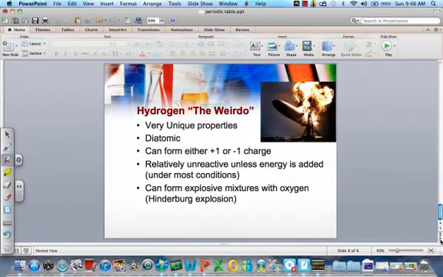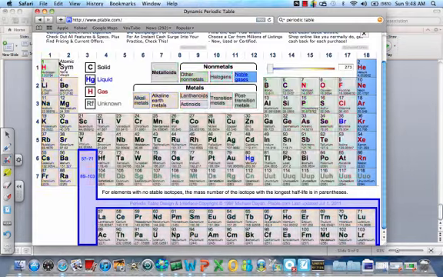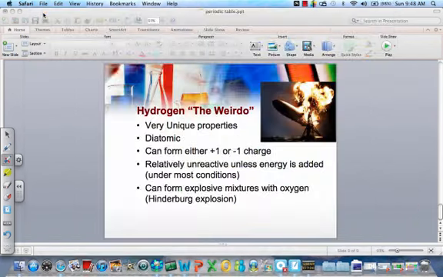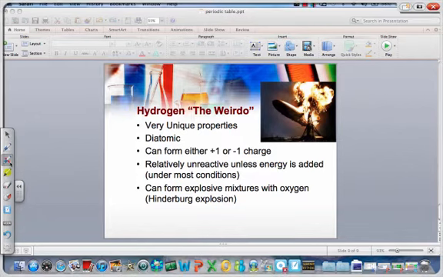All right, so hydrogen is the really weird one. So remember that it is actually in group 1, but it's not a metal. It's the only non-metal over on this side. Okay. It has very, very unique properties. It is also diatomic, so remember that means it's going to come in as H2. So you'll never find hydrogen as just H by itself. It's H2. It can either form a +1 or a -1 charge.